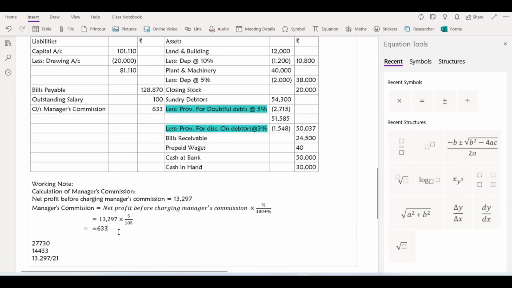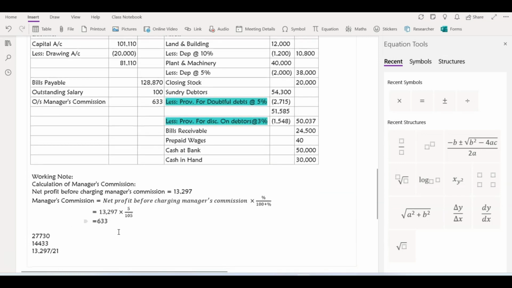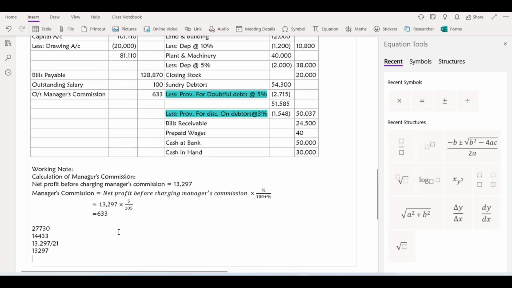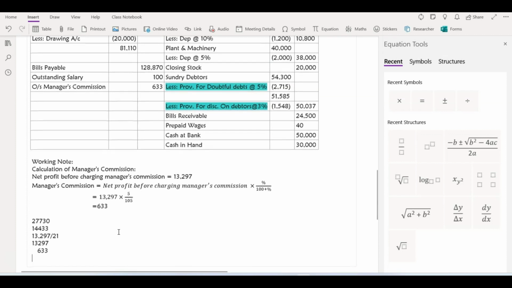Since here we had already calculated net profit before charging manager's commission, which was 13,297, I'm just going to reduce this amount. 7 minus 3, 4, 9 minus 3, 6, 6. 12,664 is my net profit coming. All right, just let me check whether that's correct.